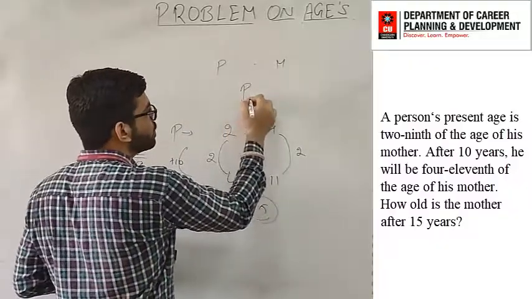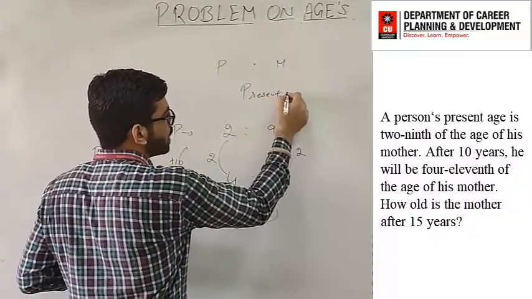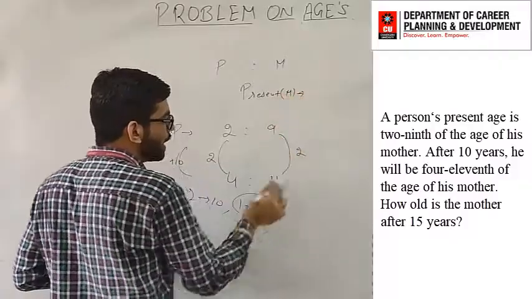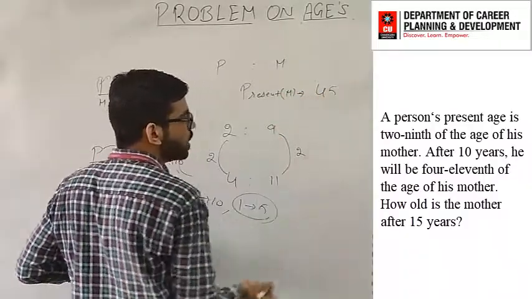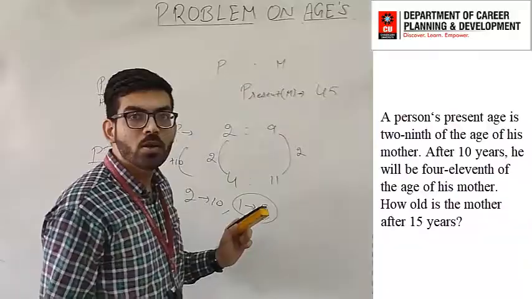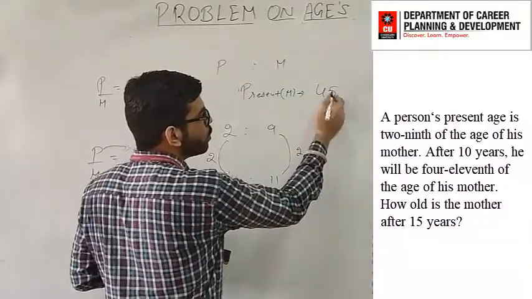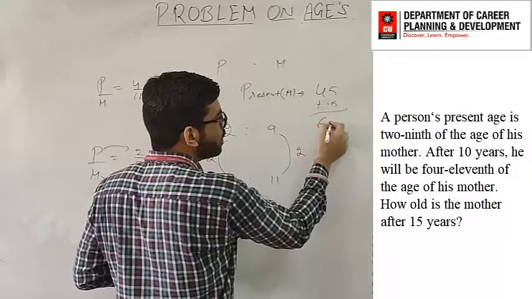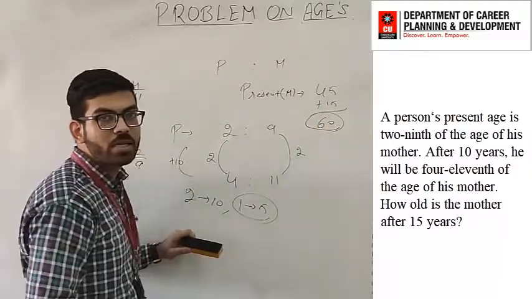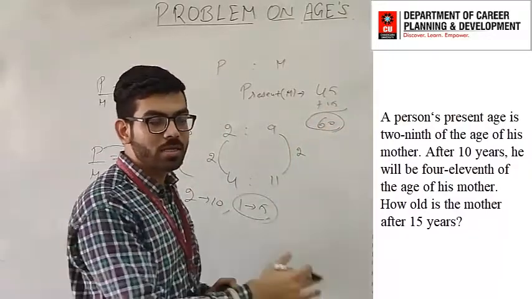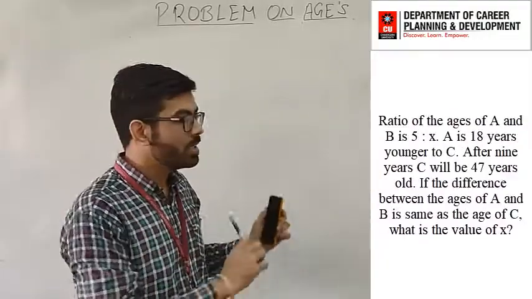So the present age of mother comes out to be 9 into 5, 45, and it is asking about 15 years later. So 15 years older, the mother's age comes out to be 45 plus 15, which is 60 years. So that will be your answer. Okay, let's see another question.